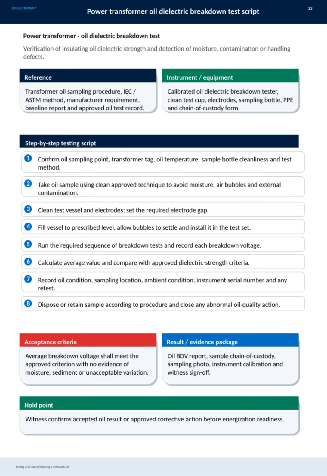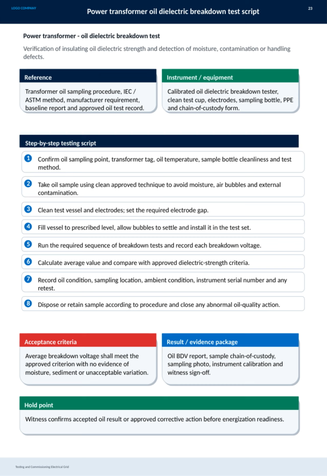This slide outlines the comprehensive script for performing a power transformer oil dielectric breakdown test, which is critical for verifying the insulating oil's dielectric strength and identifying any moisture, contamination, or handling defects. We begin by confirming the oil sampling point, transformer tag, oil temperature, cleanliness of the sample bottle, and the test method to be used. Then we take the oil sample carefully, using a clean approved technique to prevent moisture, air bubbles, and contamination.